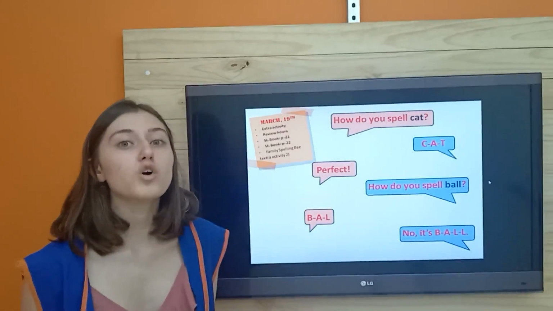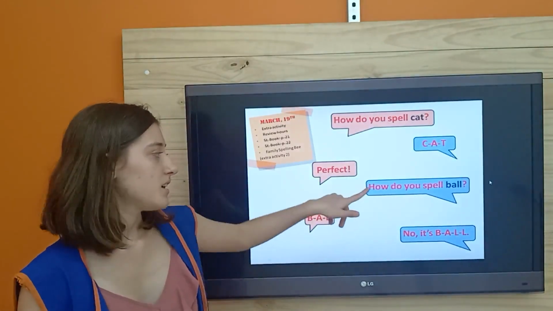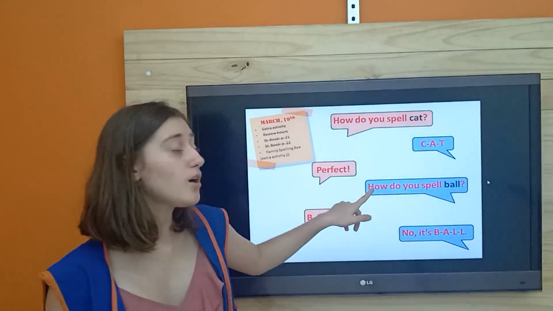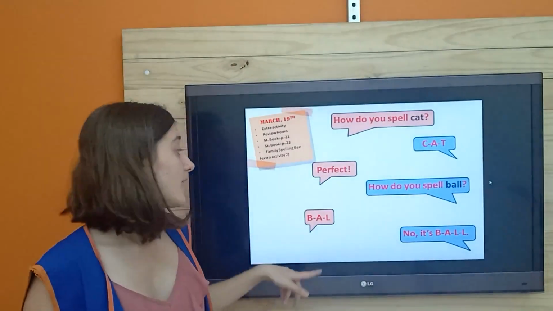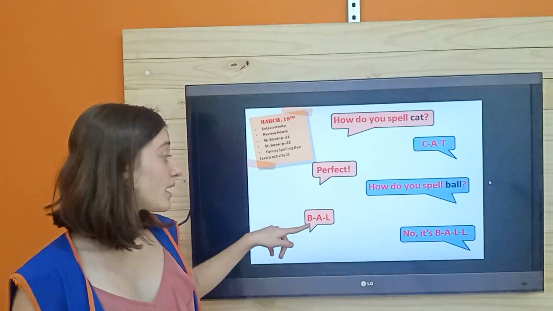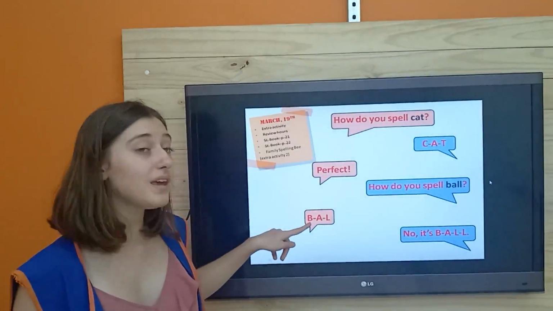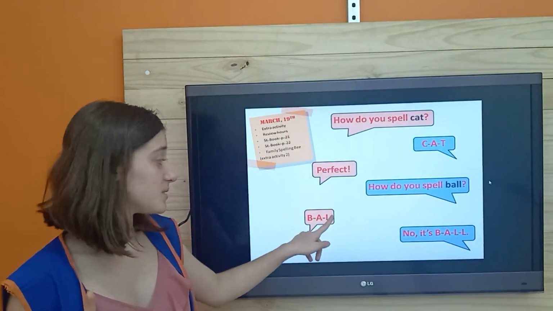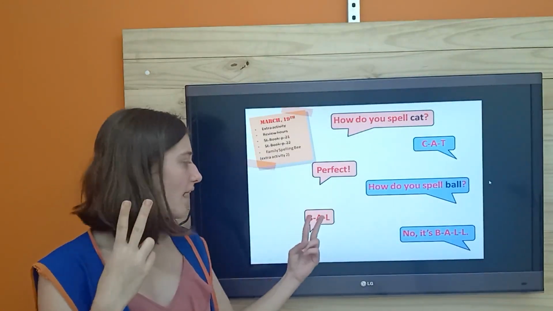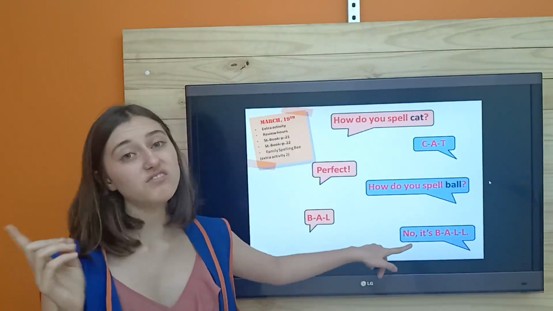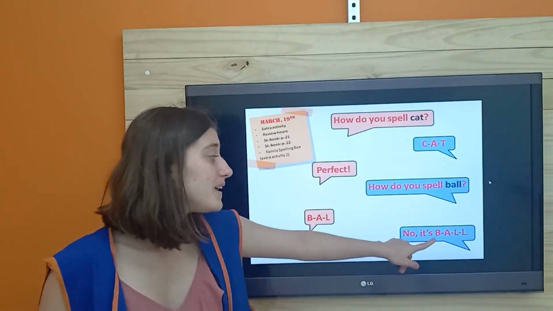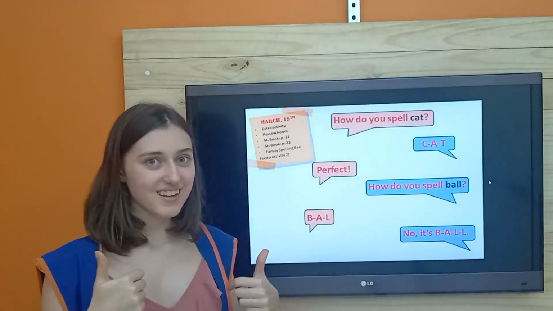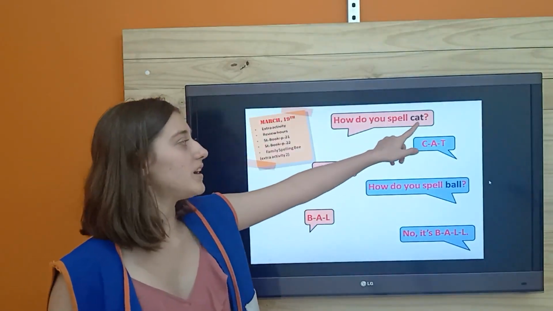But what if it's wrong? E se tiver wrong? For example, how do you spell ball? How do you spell ball? And then the person says, aí a person responde B-A-L. It's not correct because ball has 2 L's, double L. So you say no, sorry, but it's B-A-L-L, ok?